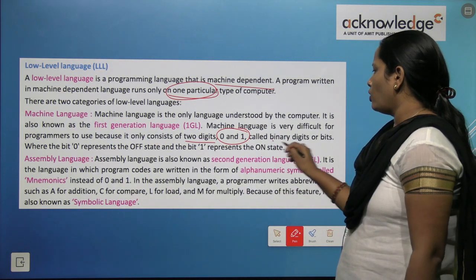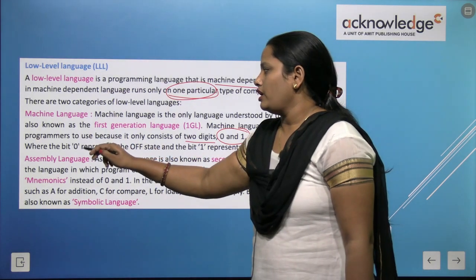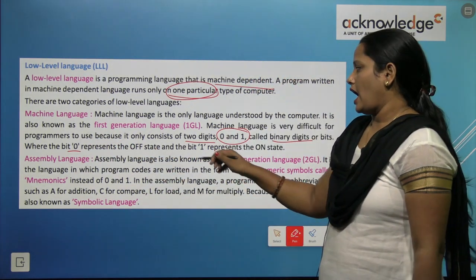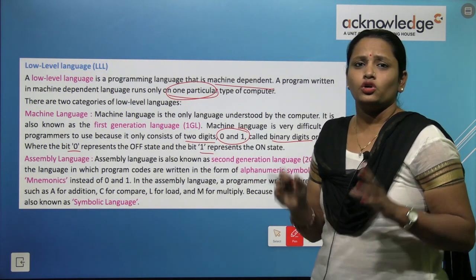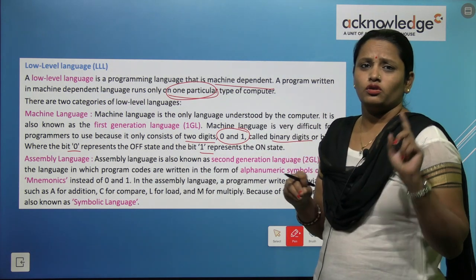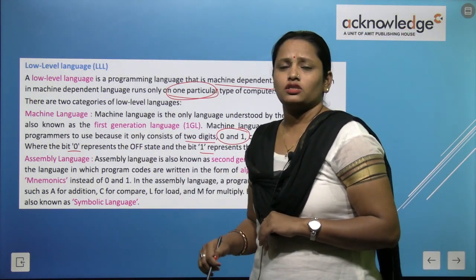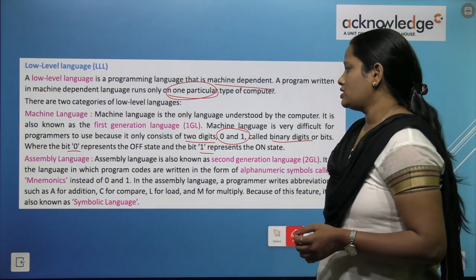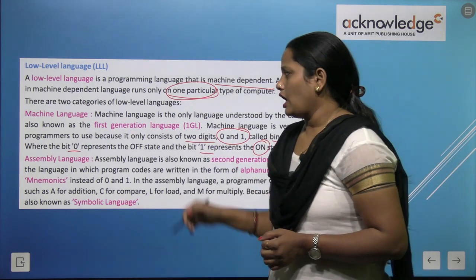These digits were called binary digits or bits, where the bit 0 represents the off state and 1 represents the on state. So the computer previously used to know only these two concepts, 0 or 1, in which 0 means the command is off and 1 means the command is on. So this was our machine language.